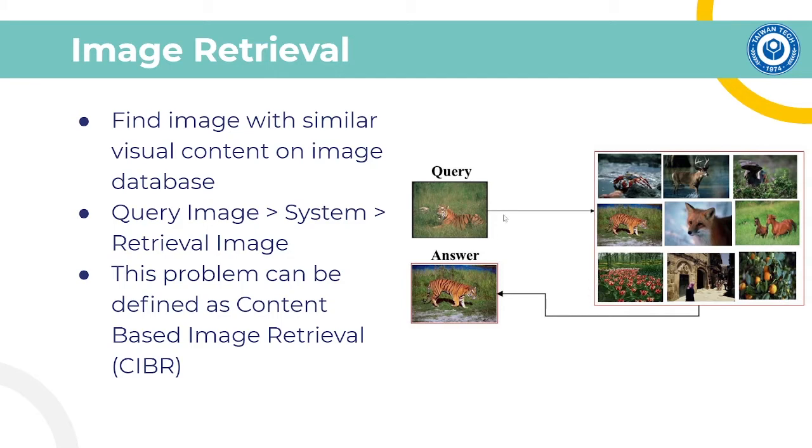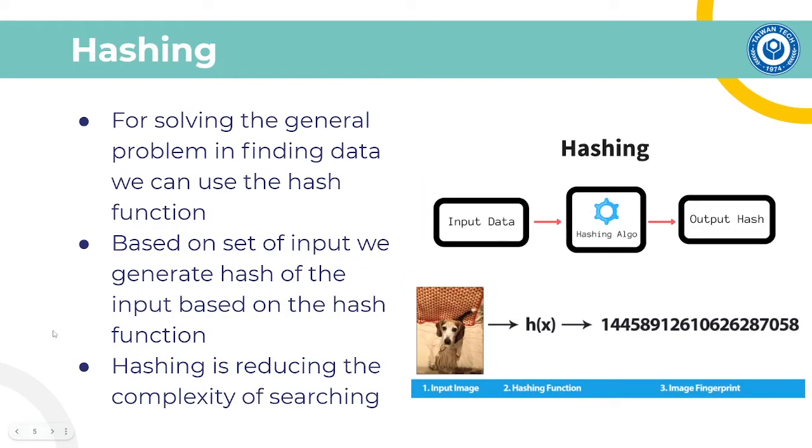This problem can be defined as content-based image retrieval, where we provide an image to the retrieval system, and the system returns images that have similar content in the visual semantic space. To solve the search problem in the image database, we can use a hash function. A hash function is just a transformation of the input data with a hashing algorithm into an output hash, and this output hash corresponds to the image.